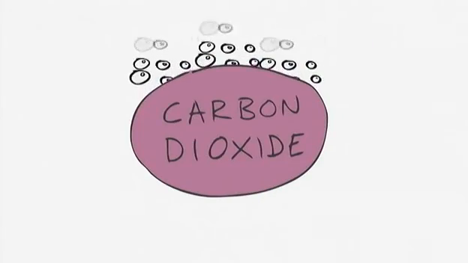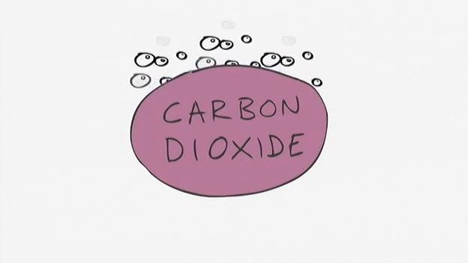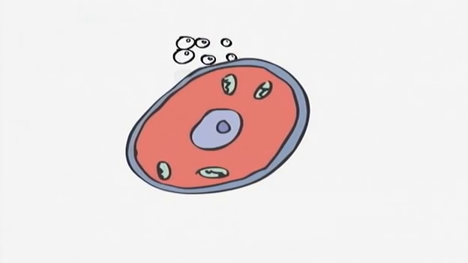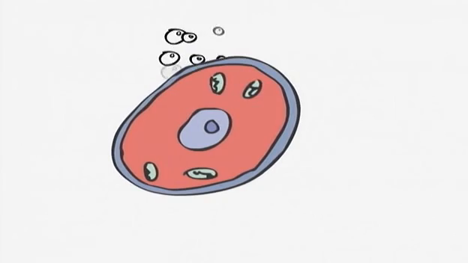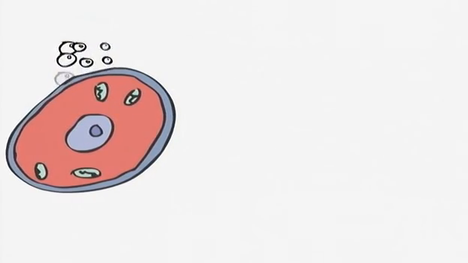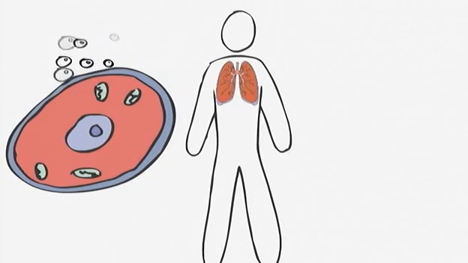So what things do we need to remove? Well, carbon dioxide for one. It's a waste product of respiration. That's the chemical reaction in cells that releases energy. Most carbon dioxide is carried to the lungs dissolved in the blood and leaves the body when we breathe out.